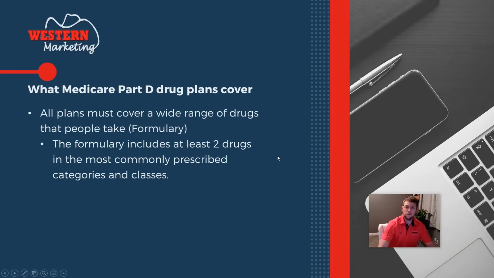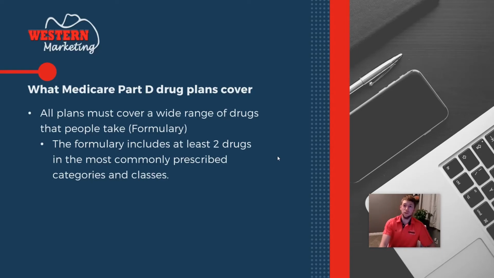Next is what Medicare Part D drug plans cover. All plans must cover a wide range of drugs that people take. This is called a formulary. Each and every plan has their own formulary, so not all the same drugs will be covered on each formulary. So you'll want to make sure when you're running these drug plans and the quotes for these folks that their medications are covered on the plans that you choose for them.